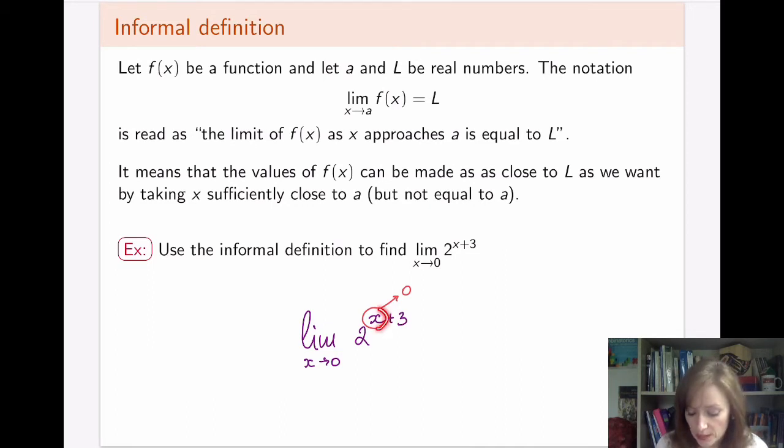Now, if x is really, really close to 0, so I'm taking a very small positive or negative number, then what does x plus 3 approach? If I'm adding a very small number to 3, then the sum will be very close to 3. And then what I have overall is 2 to the power that is really, really close to 3. So overall, I'm going to have 2 to the power 3 in the limit, which is, of course, 8. Okay, so this is the way that you can justify it.